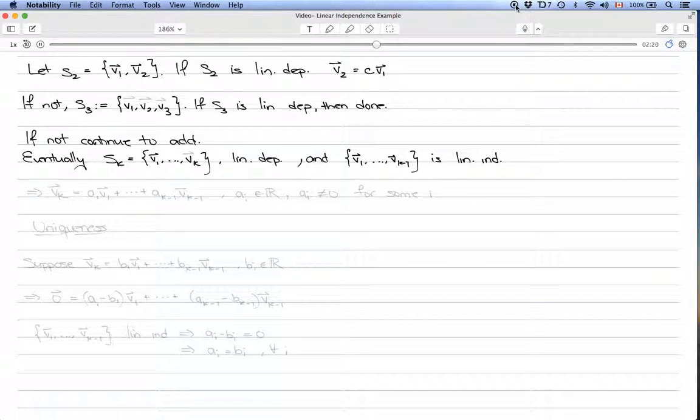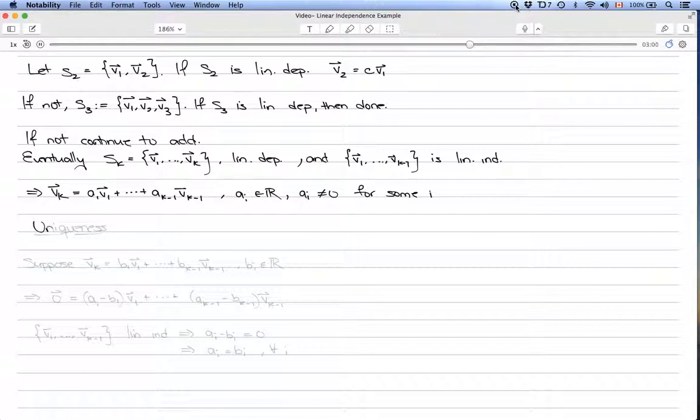So this new set S sub k is linearly dependent only by adding the new vector V sub k, which means that V sub k is in the span of the vectors before it, or we can write it as a linear combination. So V sub k equals a1 V1 up to a sub k minus 1 V sub k minus 1 for some ai real numbers. And at least one a sub i does not equal 0, otherwise V sub k would be the zero vector.